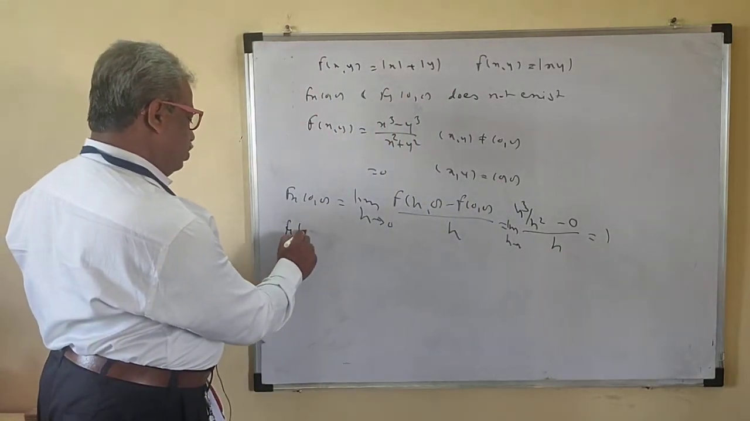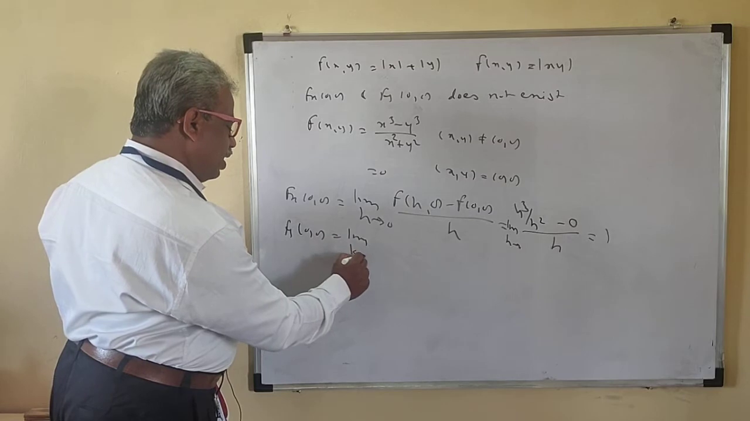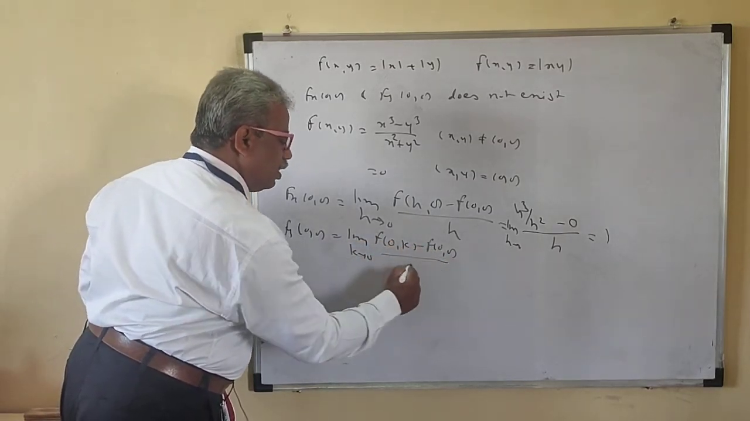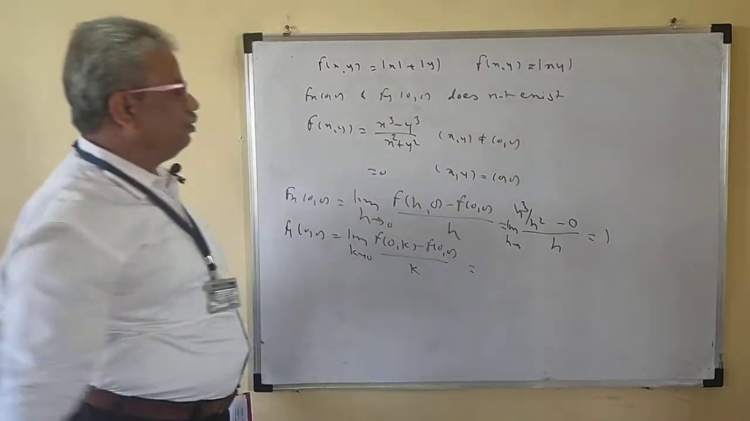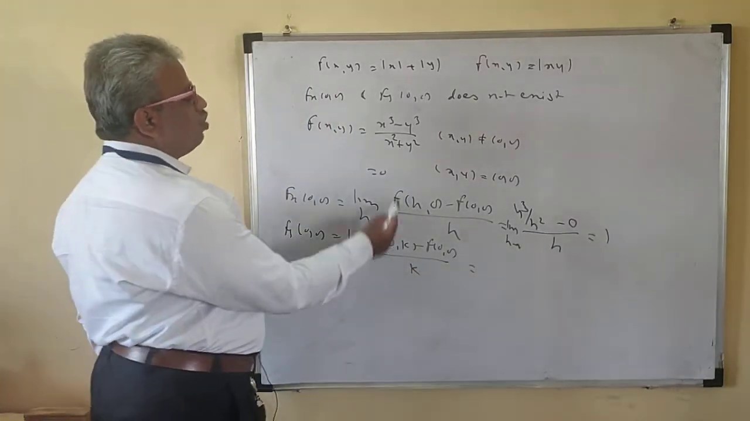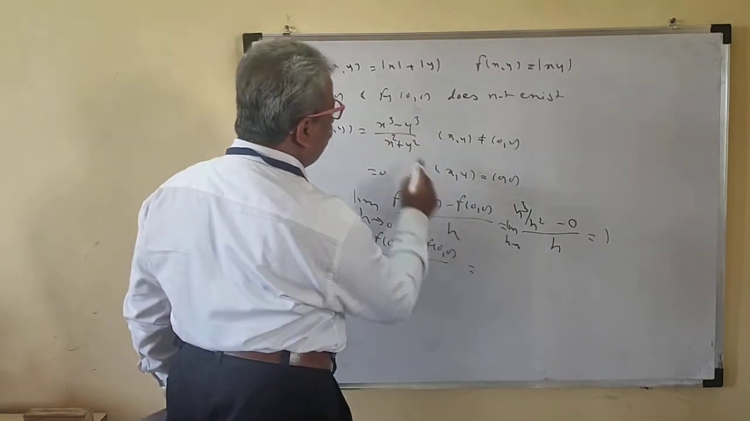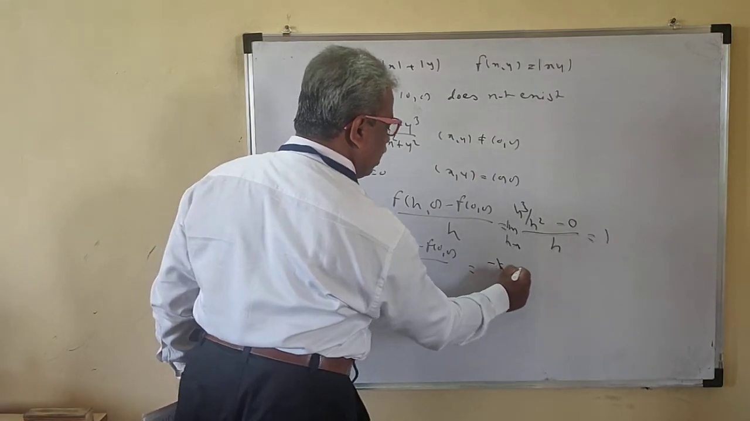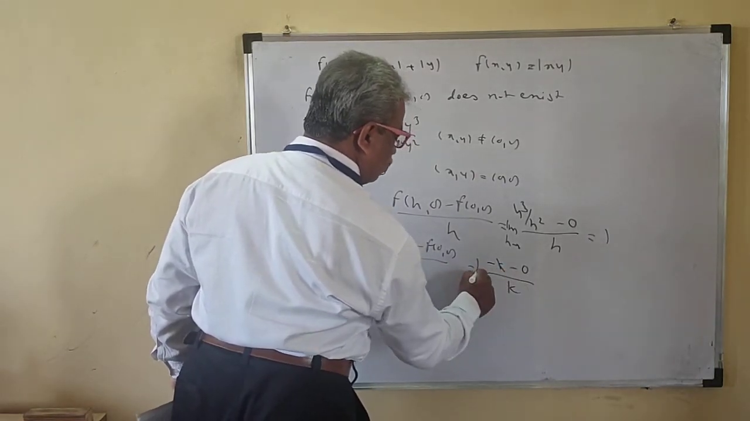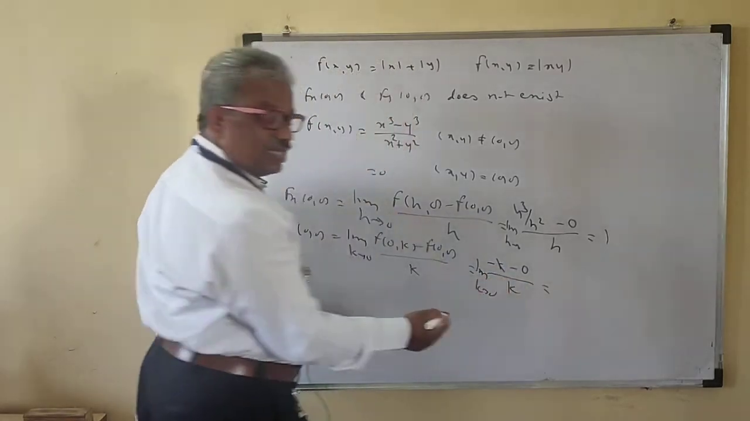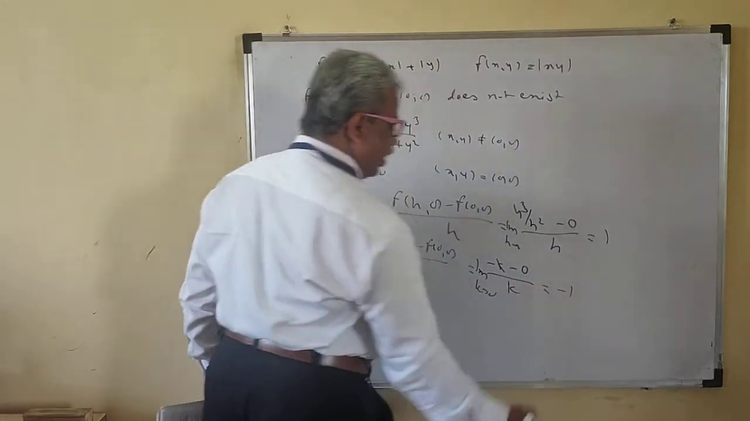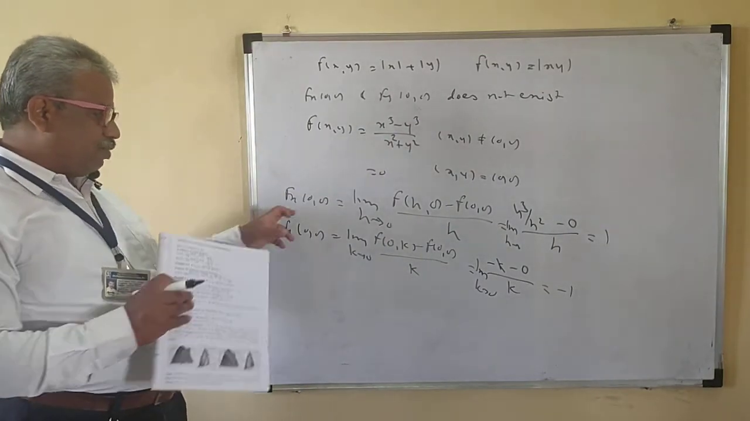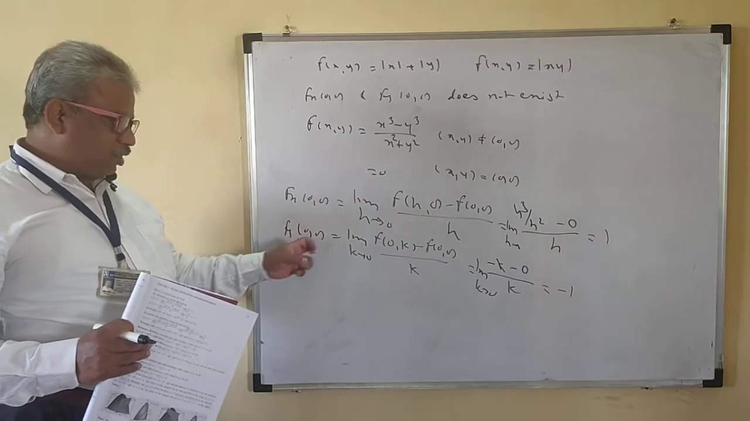Okay. Now fy of 0, 0. This is limit k tends to 0, f of 0, k minus f of 0, 0 upon k. You have to put x is equal to 0 and y is equal to k. So this is minus k cube upon k square, which means k minus 0 upon k. So limit k tends to 0, minus k upon k is minus 1. So this value is minus 1. So the first partial derivative with respect to x is plus 1, and the first partial derivative with respect to y is minus 1.